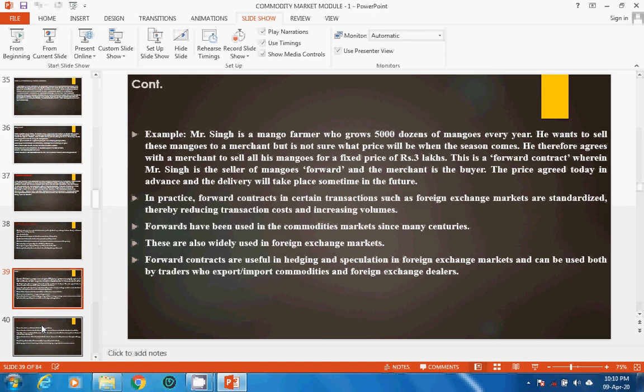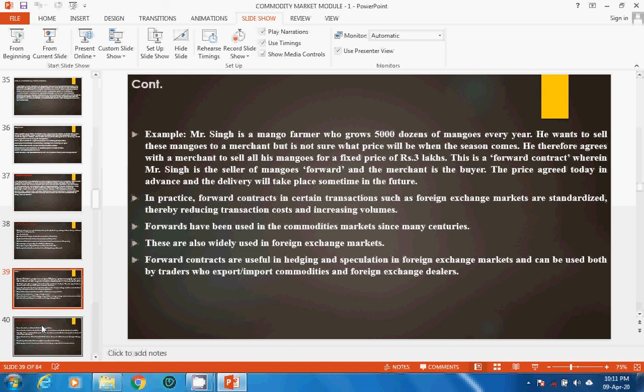This is the forward contract wherein Mr. Singh is the seller of mango forward, and the merchant is the buyer. The price is agreed today in advance and the delivery will take place sometime in the near future. In practice, forward contracts in certain transactions such as the foreign exchange market are standardized, thereby reducing the transaction cost and increasing the volume of trade.